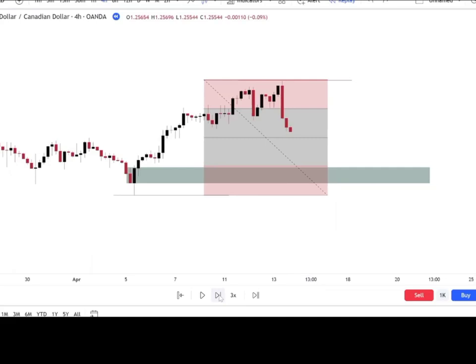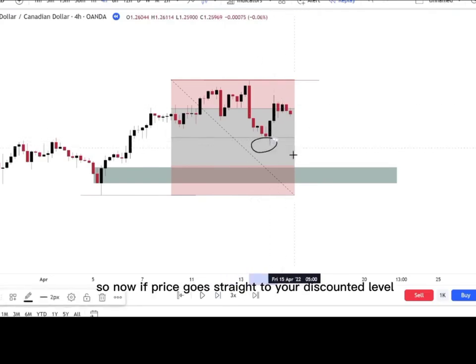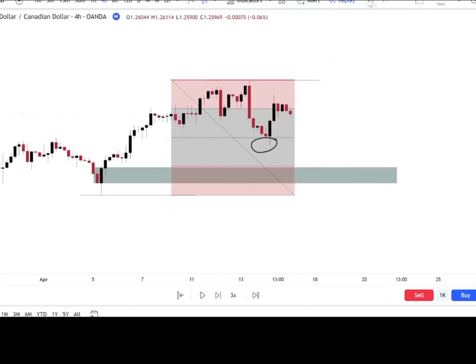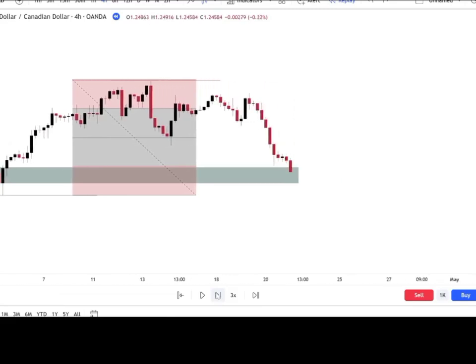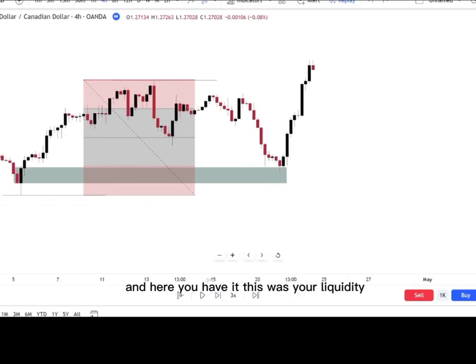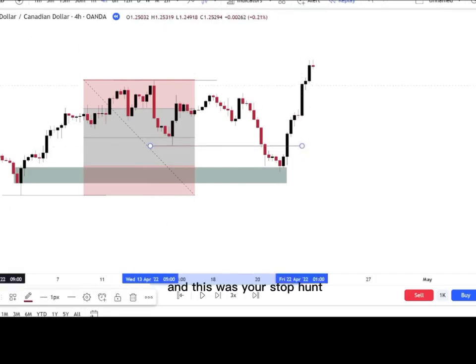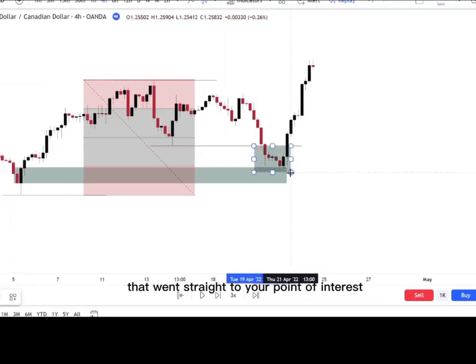So let's see. Okay, here you have your inducement. Price went to the 50% and came back up. So now if price goes straight to your discounted level, you would expect to get into a buy here. And this is what makes a successful inducement. And here you have it. This was your liquidity. And this was your stop hunt that went straight to your point of interest.